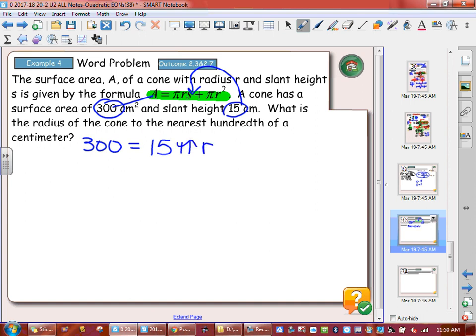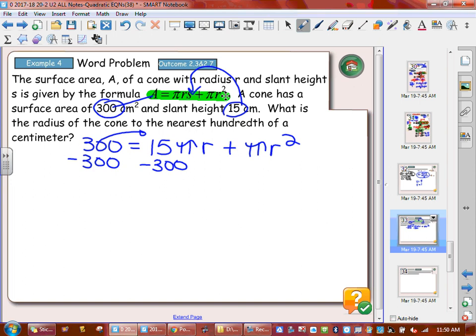Okay? Now we're going to take 300 to the other side. So this guy's going to come over. So we're going to subtract 300, subtract 300. Now we have to rewrite it, you guys. We have to rewrite it with ax squared plus bx plus c. So ax squared plus bx plus c.